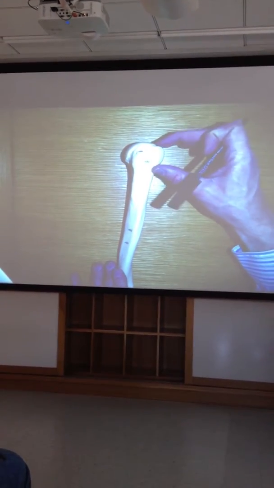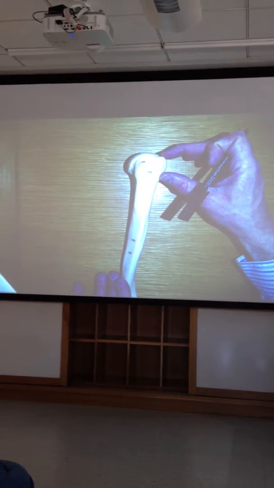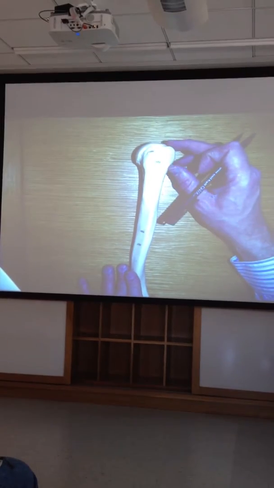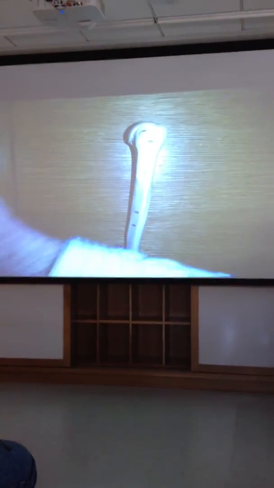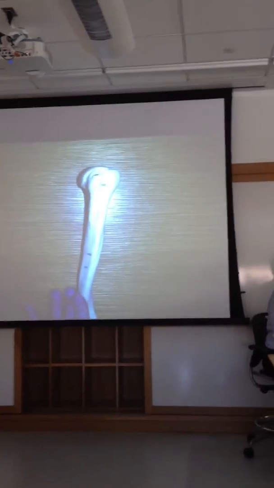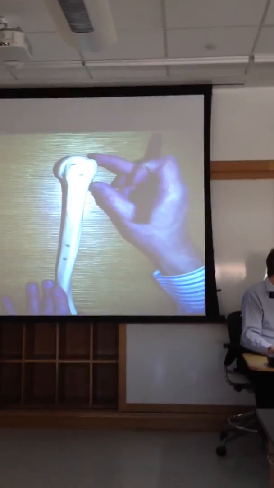There's a bulge out here that's kind of out lateral, and then there's a bulge that's anterior. Anyone know what the lateral bulge is called? The greater tubercle. Okay. See it there? All right. Anyway, that's the greater tubercle that's out lateral.